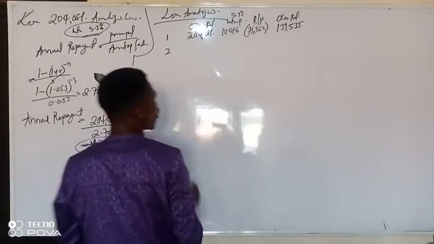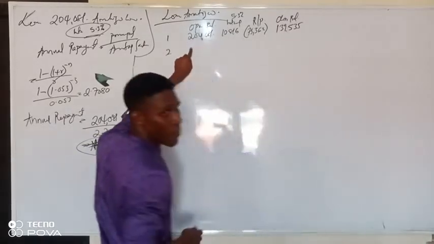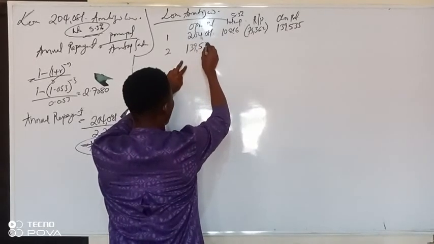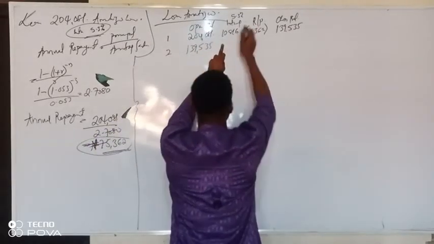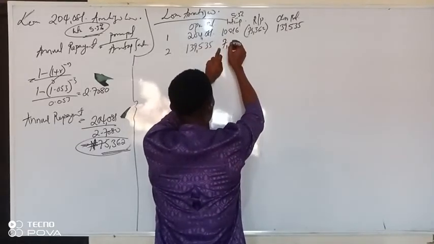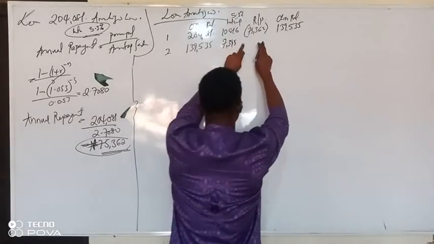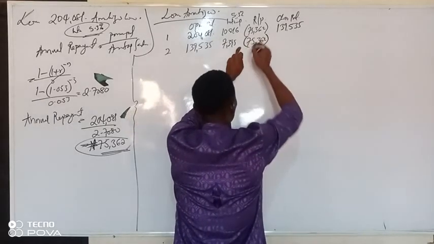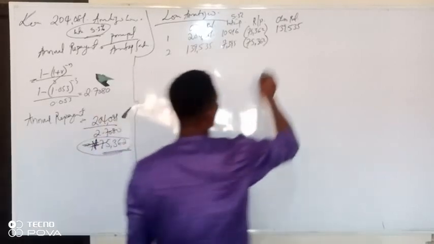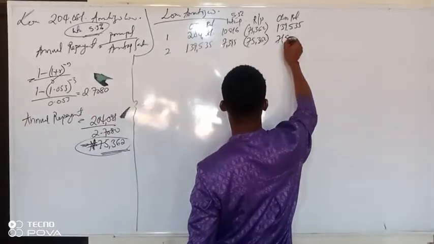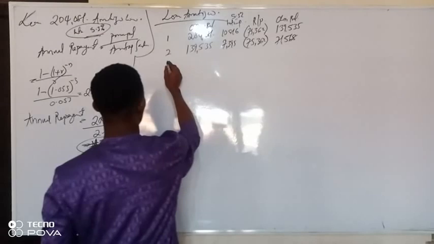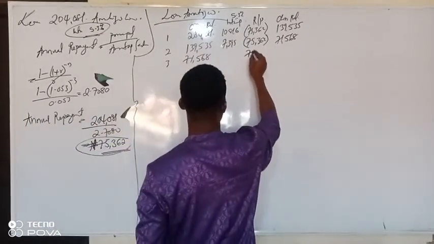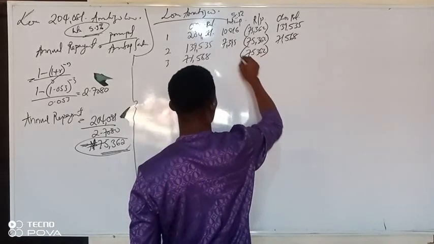That gives 139,535. Then for year 2, your opening balance is the closing balance from year 1, which is 139,535. The interest will be 7,395. Then the principal repayment is the same, 75,362. The closing balance is 71,568. Then we have year 3: the opening balance will be 71,568, and the principal repayment is 75,362, automatically.